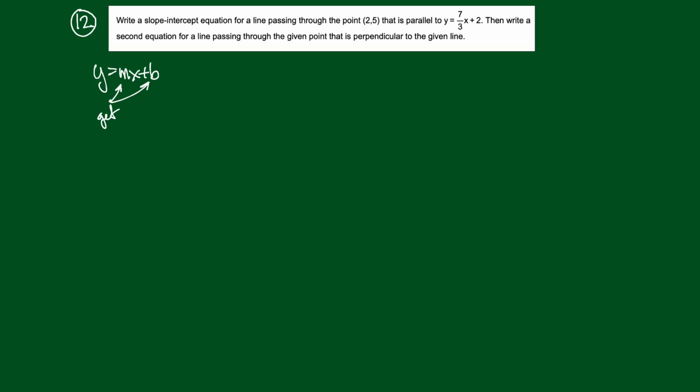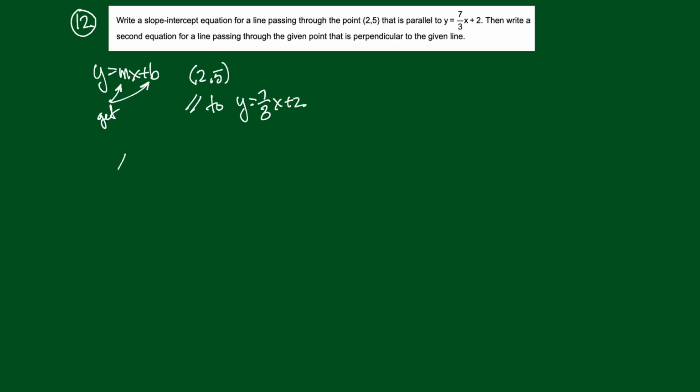So write the slope-intercept form of a line passing through this point and parallel to this line right here. All right, so here's what I know. I've got this point right here, (2, 5), and our line is parallel to y equals 7/3 x plus 2.